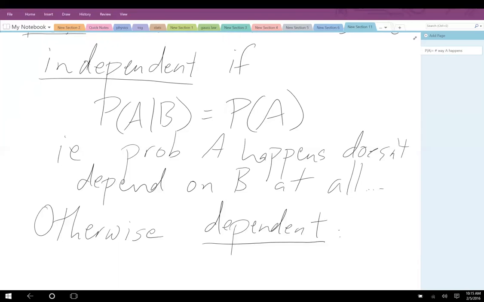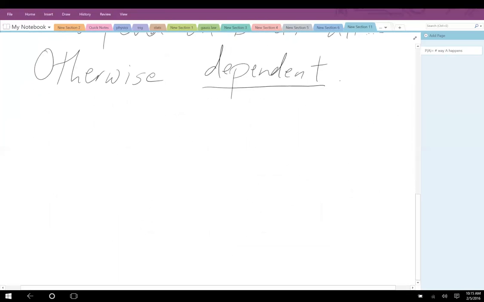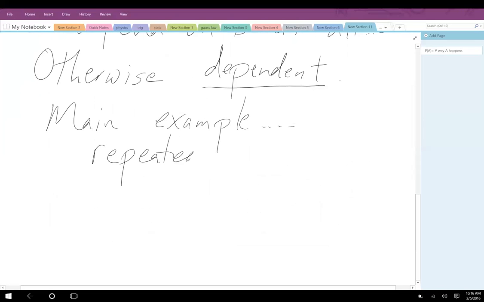As far as examples, the main instance where we have independent things is where you do something over and over again under exactly the same conditions. So like if I draw cards from the deck, but I put all the cards back every time. So every time I'm pulling from the whole deck, then each draw is independent of each other. Right? Okay. So let's go back.